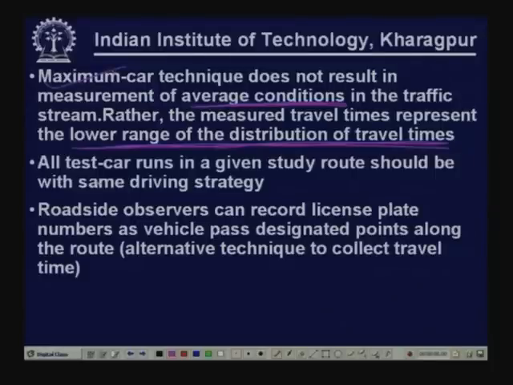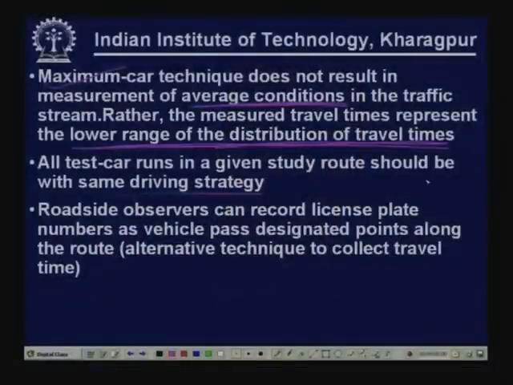Remember that all test runs in a given study route should be with the same driving strategy, because we normally take multiple runs to get representative data, representative condition. So, all test runs should be with the same driving strategy. We should not mix them up. If we are following the floating car, maximum car technique, let us follow the maximum car technique. If we are following the average car technique, let us follow the average car technique for all the test runs. So, all test runs in a given study route should be with the same driving strategy.